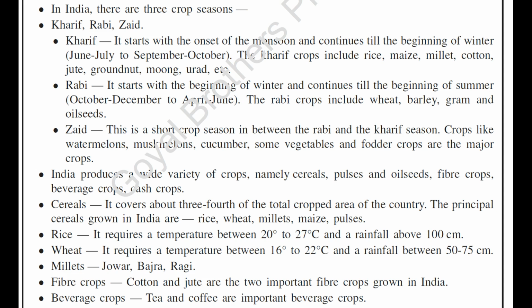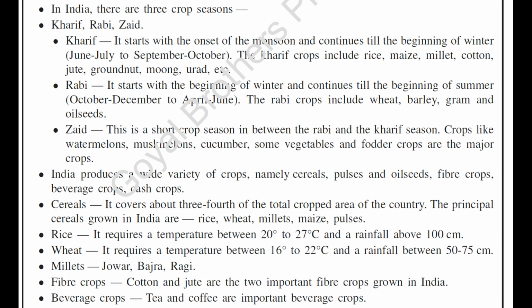In India, there are 3 crop seasons: Kharif, Rabi, Zaid. Kharif. It starts with the onset of the monsoon and continues till the beginning of winter, June to July to September to October. The Kharif crops include rice, maize, millet, cotton, jute, groundnut, moong, urad, etc.